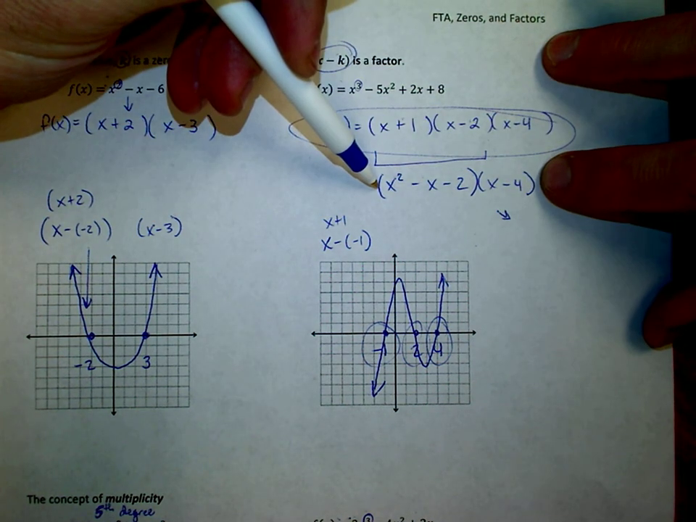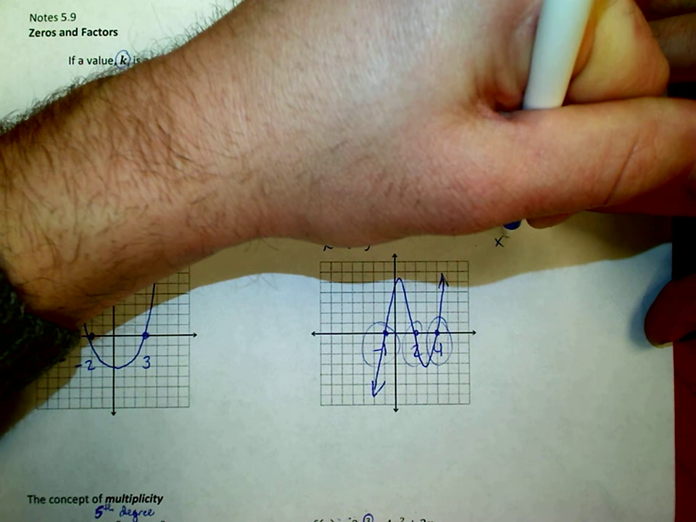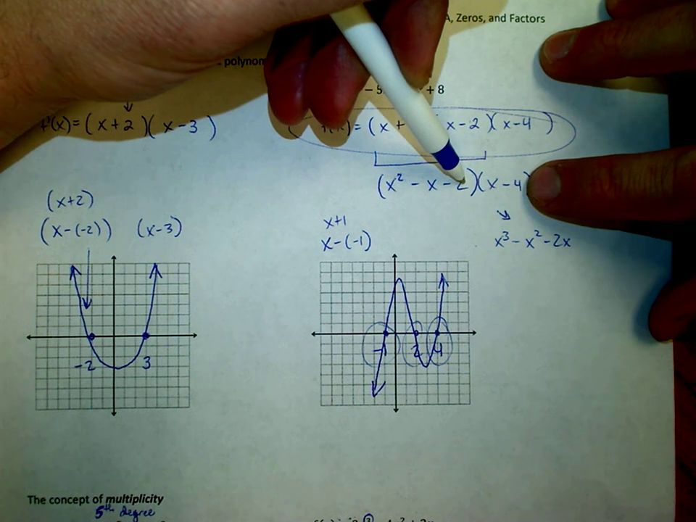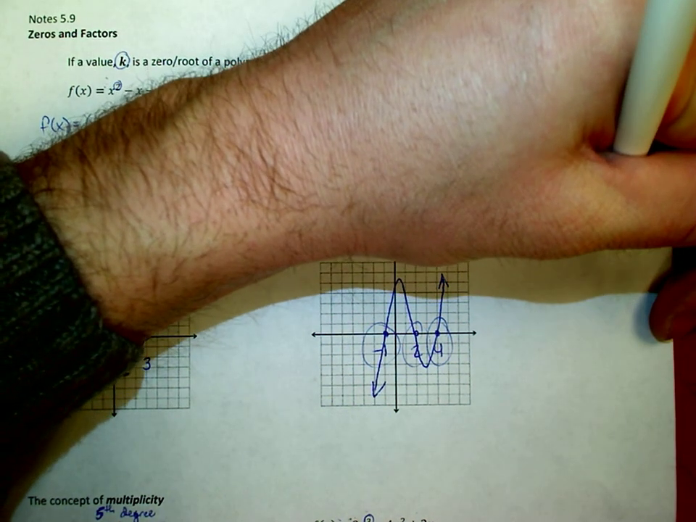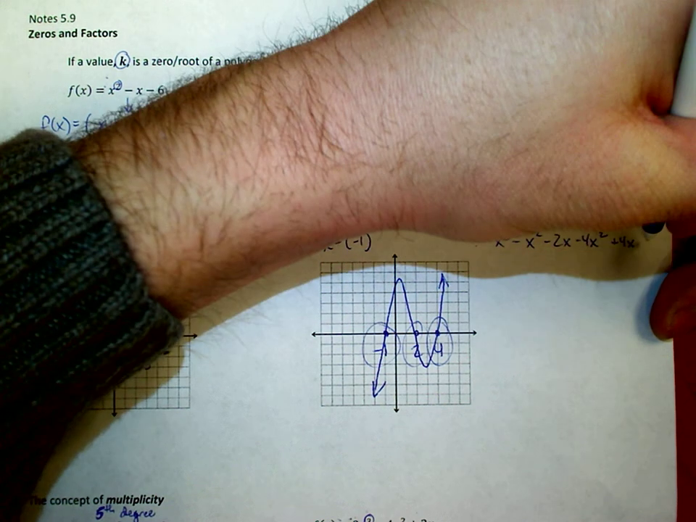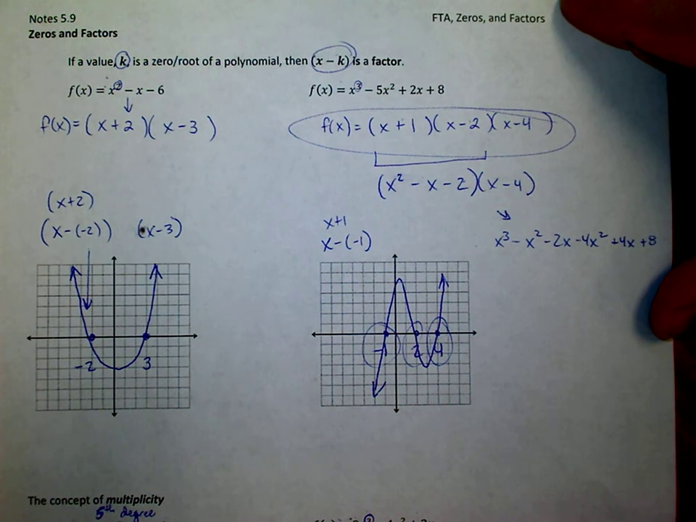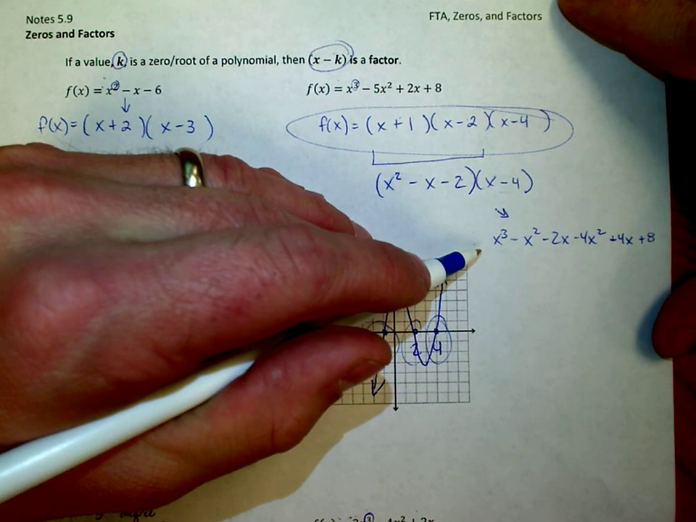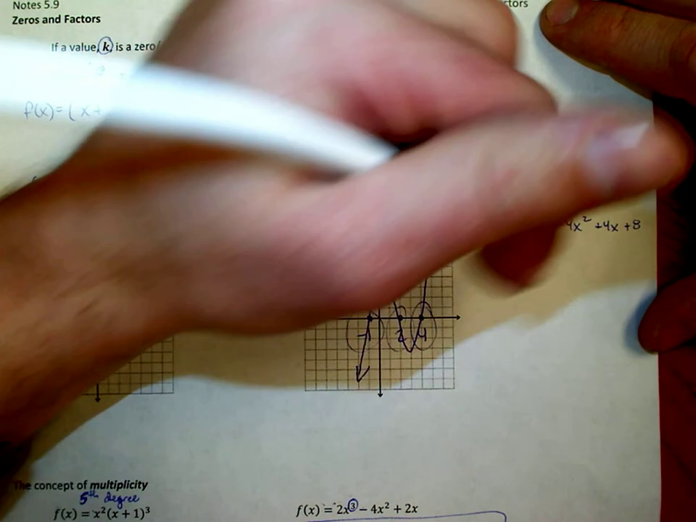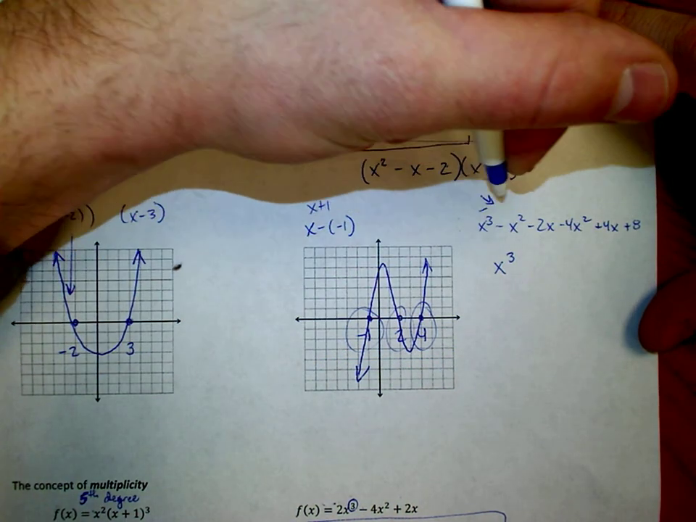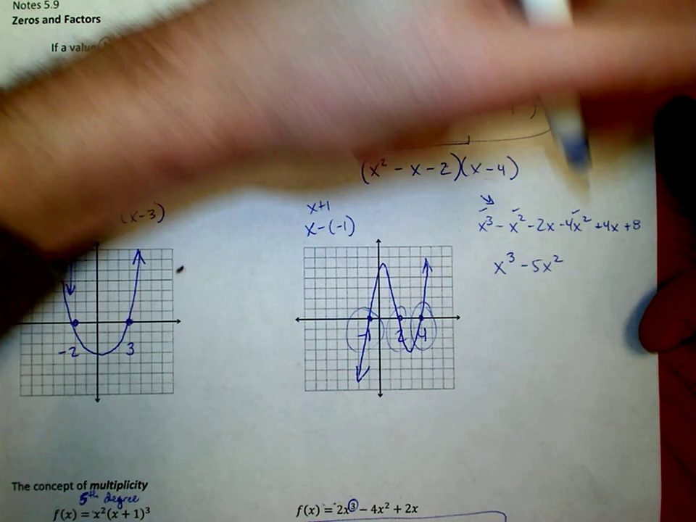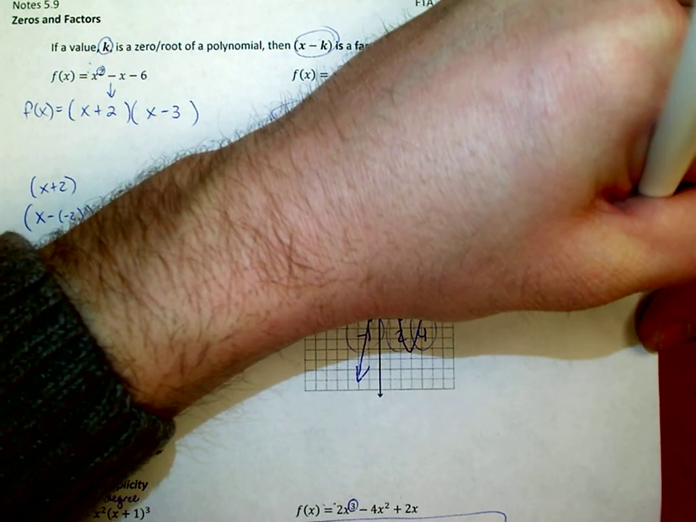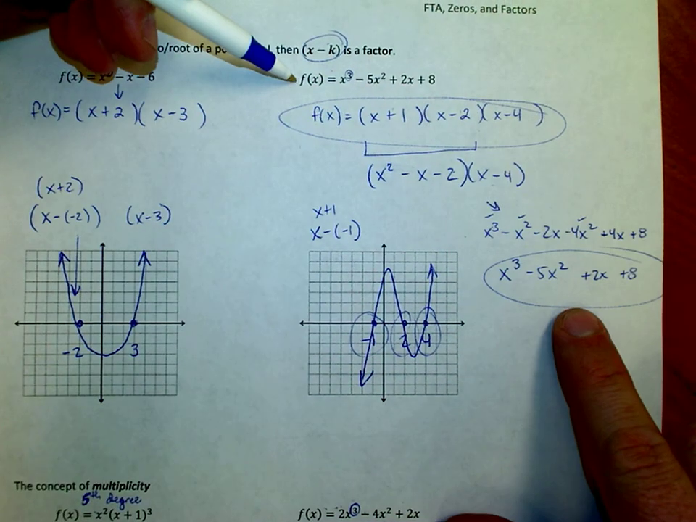If I multiply these out, I distribute the x first. That gives me x cubed minus x squared minus 2x. Now I distribute the -4. That gives me minus 4x squared plus 4x plus 8. I know I'm moving quickly. You can pause the video, and you really don't even need to know how to do this right now. But if I combine like terms, I get the x cubed, -5x squared, -2x and +4x gives me +2x, and then I have that plus 8 at the end. And we end up with what we started.